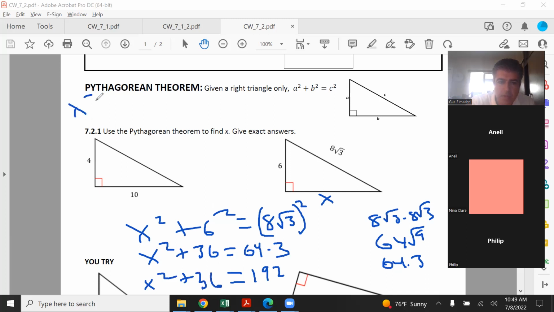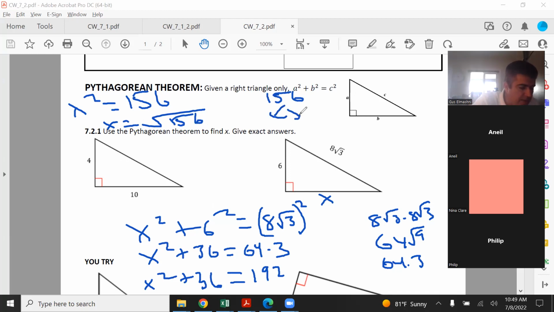So x squared is going to equal 156, or x is root 156. Now, I'm going to break that down into its prime factors. You can use a calculator to help you. 4 and 39, and then 3 and 13. But 3 and 13 are already prime. So I could think of this as, and 4 I know is 2 and 2, obviously.